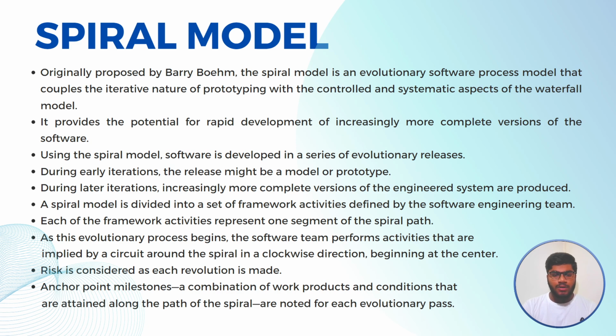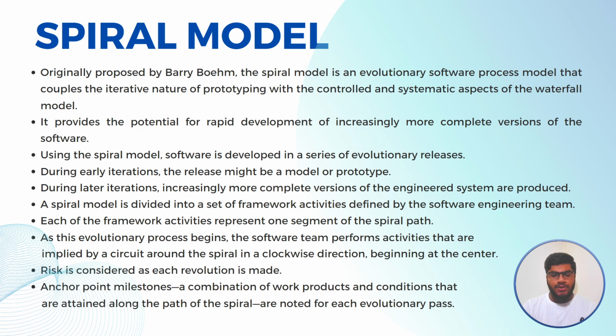Using the spiral model, the software is developed in a series of evolutionary releases. During early iterations, the release might be a model or prototype. During later iterations, increasingly more complete versions of the engineered system are produced. A spiral model is divided into a set of framework activities defined by the software engineering team. Each of the framework activities represents one segment of the spiral path.